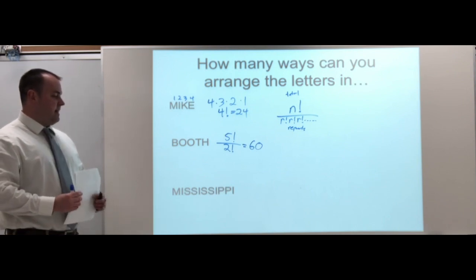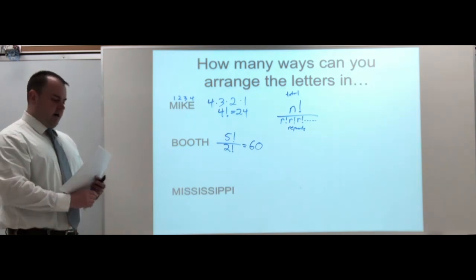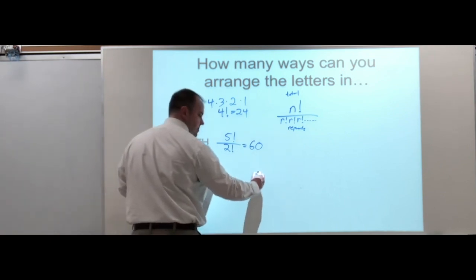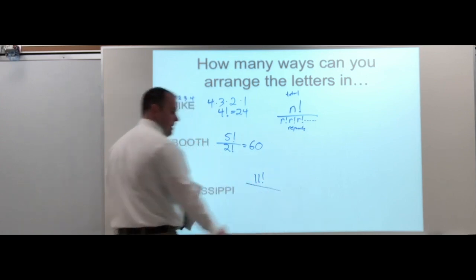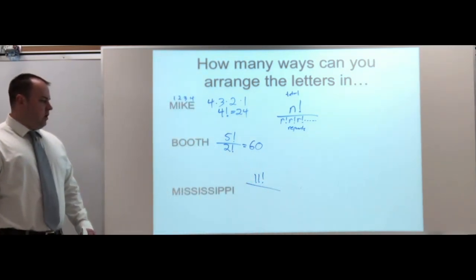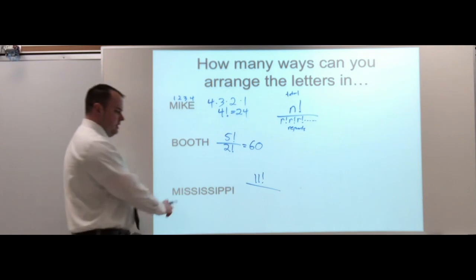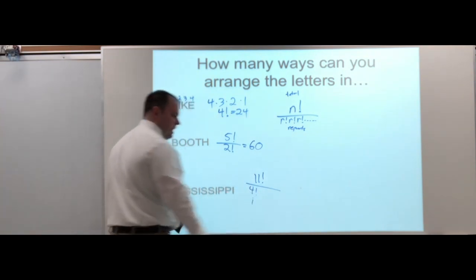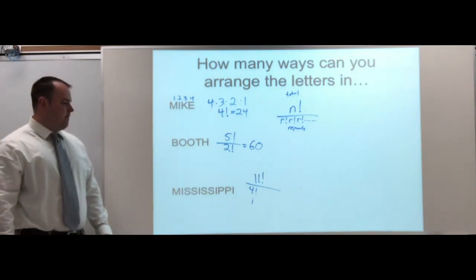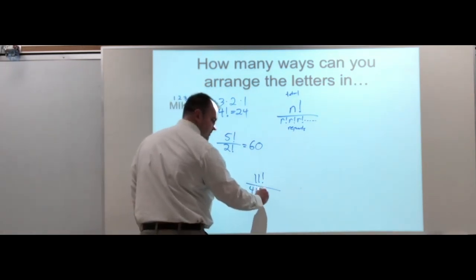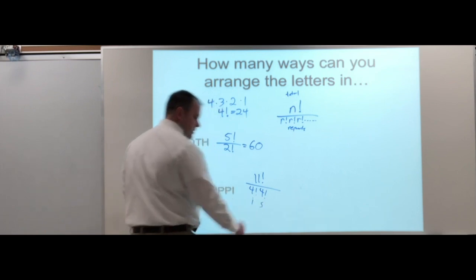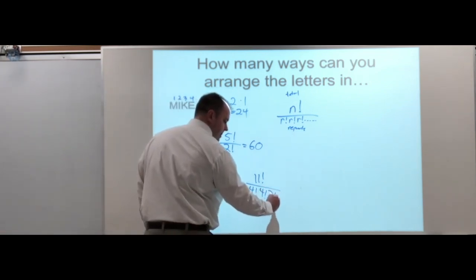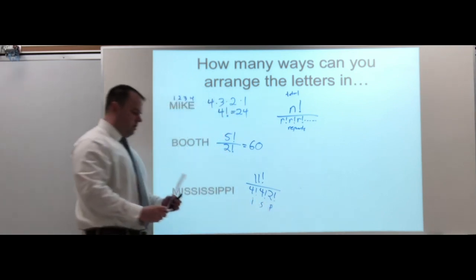Mississippi, M-I-S-S-I-S-S-I-P-P-I. So this time, there's a whole bunch of letters here. We have 11 total letters, and we have a whole bunch of repeats. So I'm just going to start with I's, and the I's repeat 4 times. I'm going to put an I below just to keep track. There are 4 S's. So that's another 4 factorial. And there are 2 P's. Okay, so there's all the letters that repeat.